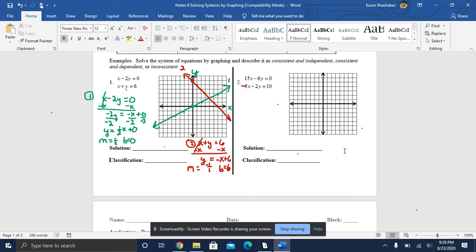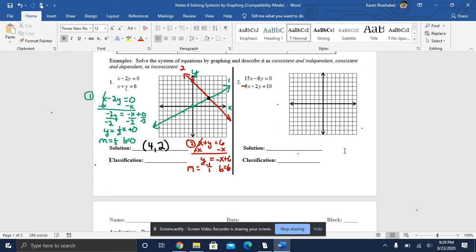And now we need to look for the point where these 2 lines intersect. So I'm going to make that a little bit bigger so that we can see it. And this is going to be our solution. Notice that it intersects in just one point. And the x of that ordered pair, 1, 2, 3, 4, our x is a 4. And then our y goes up 2. Our ordered pair is 4, 2. And then I've got a blank for us to fill in on classification.